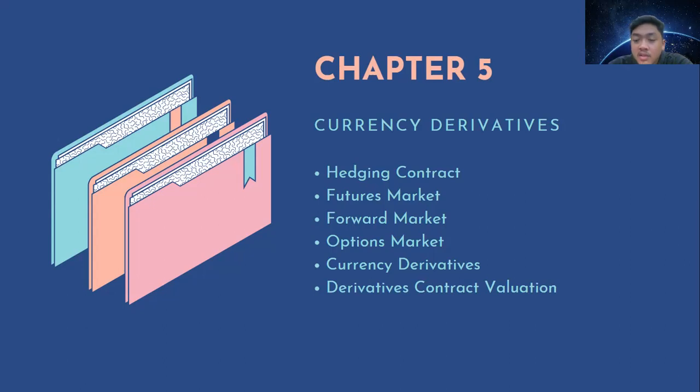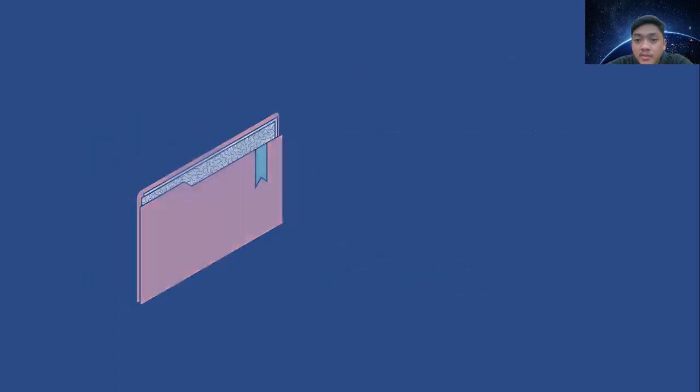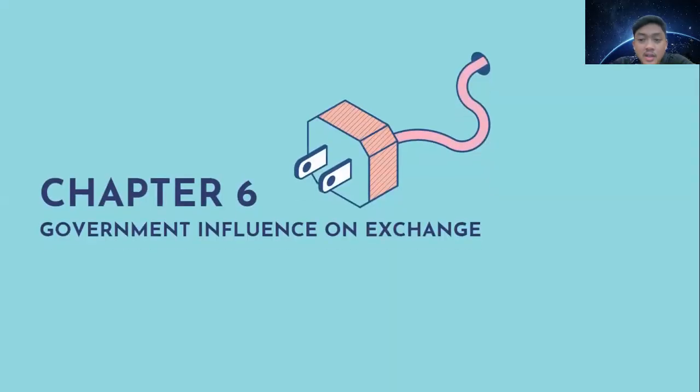What is straddle? Straddle is one possible strategy for volatile currency by purchase both a put option and a call option at the same exercise price. Okay, next we move to chapter 6, government influence on exchange.